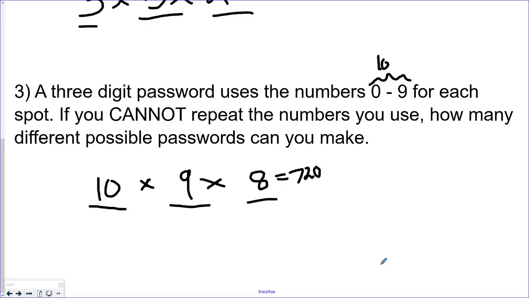So I cannot repeat numbers, which means that each spot is going to have a different amount. If I could repeat numbers, if it says you choose the numbers 0 through 9, 3 spots, you can pick any numbers you want and use it as many times as you want, then I would do 10, 10, 10 and multiply it together. But since I cannot repeat numbers, it changes based on each spot.